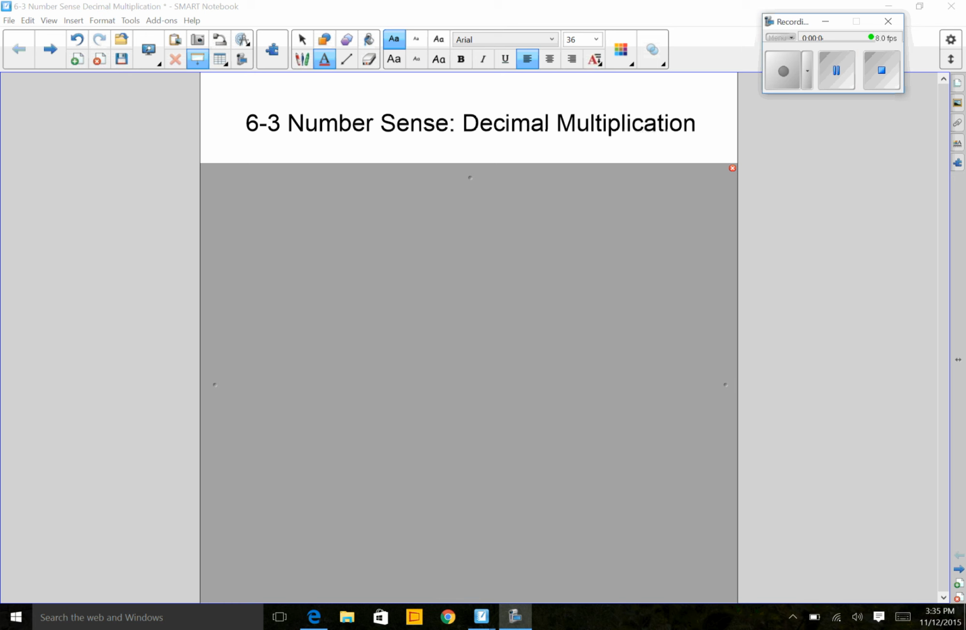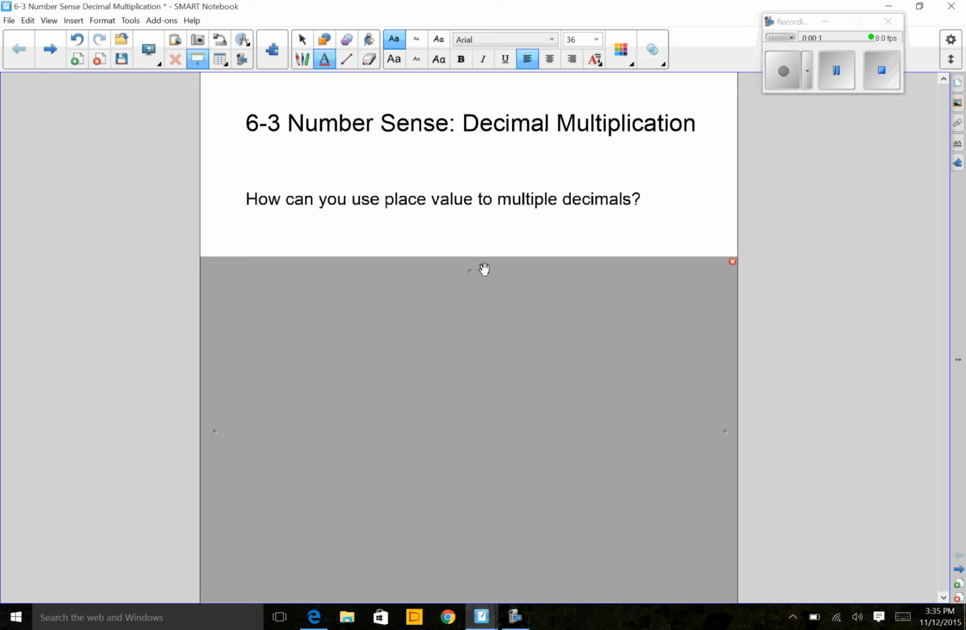Welcome to Topic 6, Lesson 3, Number Sense Decimal Multiplication. In this lesson, we're going to talk about how you can use place value to multiply decimals. We're going to use our number sense and think about what is a reasonable answer. This goes back to that reasonableness that we've been talking about over and over again.